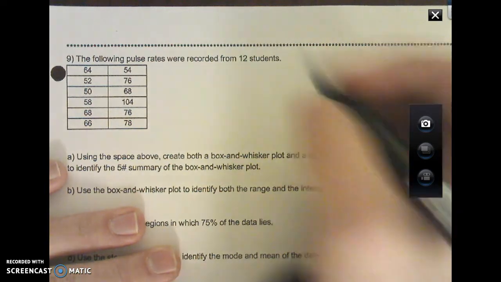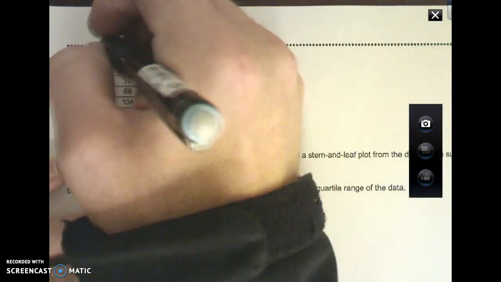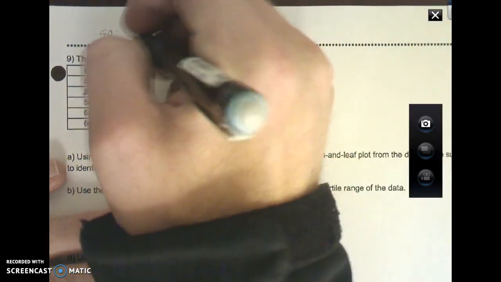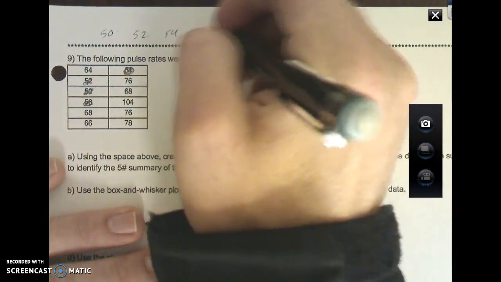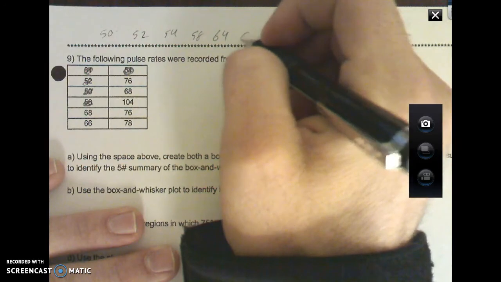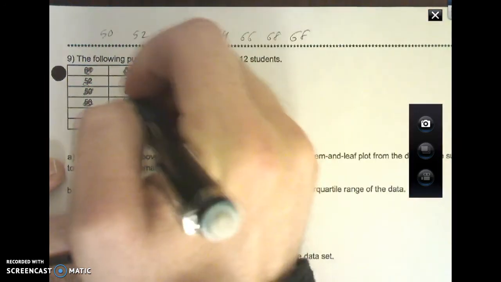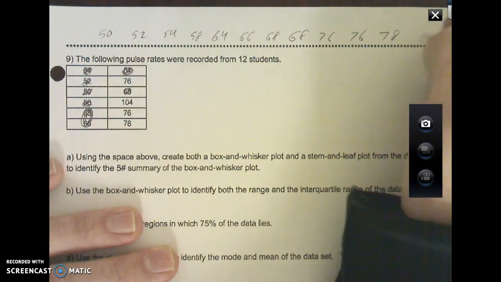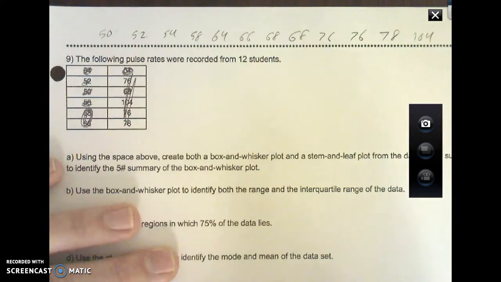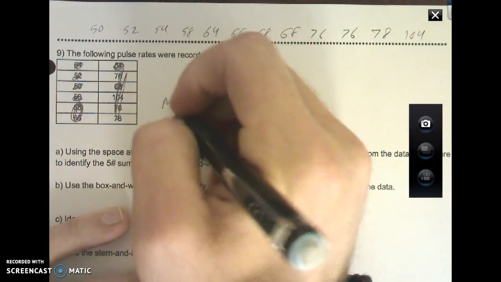So we're starting off with 50, followed by 52, 54, 58, let's see here, 64, 66, 68, 68, 2 76s, 78, and 104. Okay? Now, to create a box and whisker, we need a 5-number summary.